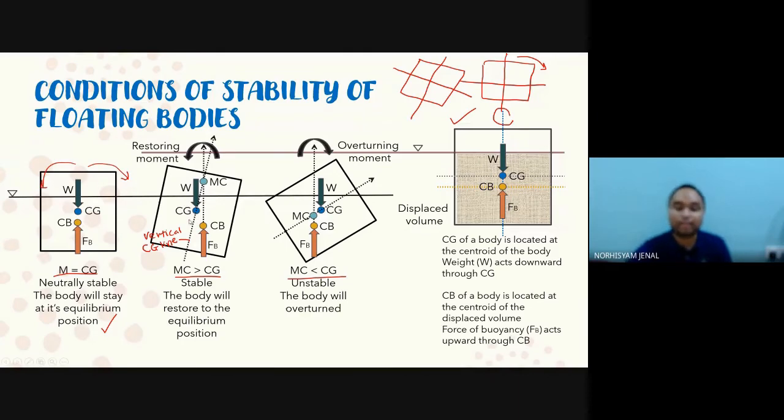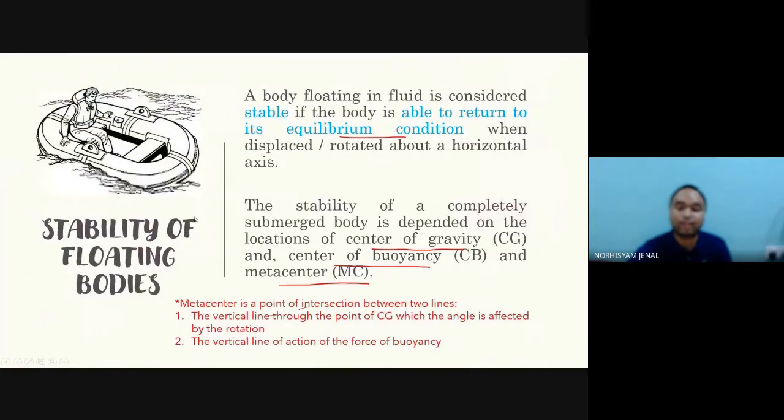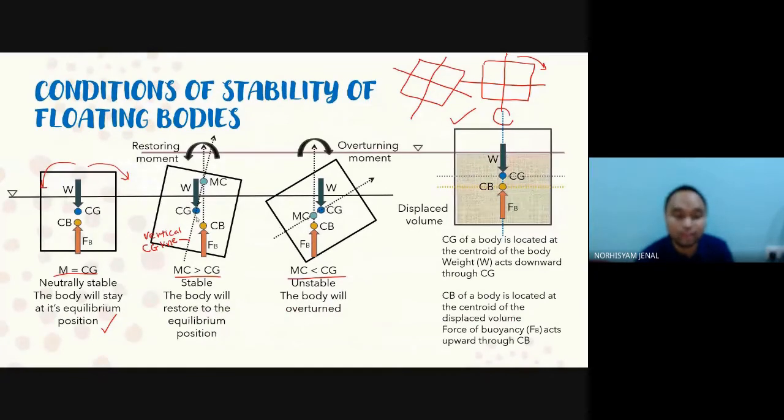The second line that is told to you is the vertical line of action of the force of buoyancy. So this is the force of buoyancy. The vertical line will go upward. So this is the vertical line for force of buoyancy. And you can see this is the point of intersection. So this is where you have your MC. This is how we check where your MC is through visualization, because later on I will show you how we can actually calculate the MC, and through the MC you will know whether the body will be stable. MC is higher than CG, so it is considered to be stable. The body will restore to the equilibrium position.